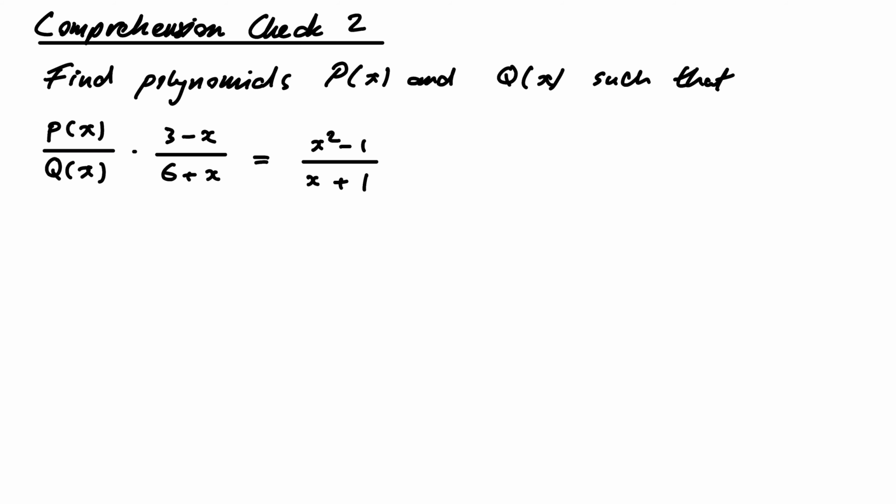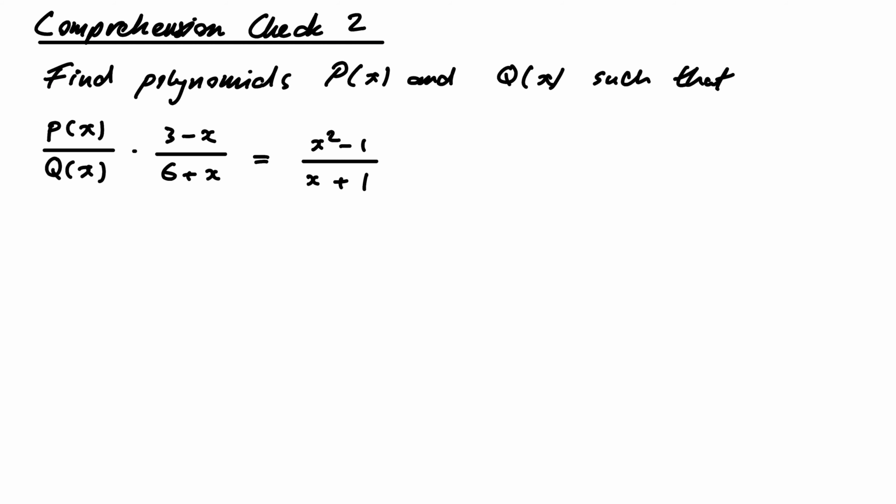Let's go through a very similar question, a little bit simpler again though. So find polynomials p and q such that these two expressions are exactly the same. There are two ways we can do this. We can do as I've done in the video. I could divide both sides through by this expression to give you a fraction divided by a fraction and then simplify using my rules.